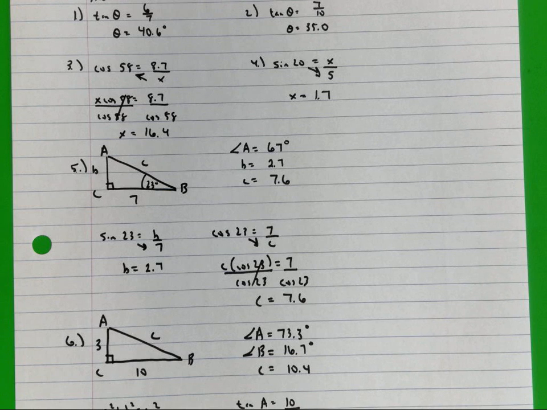Those are just finding angles. 5 and 6, you're solving right triangles. 5, angle A is 67 degrees. Side B is 2.7. C is 7.6. 6 is 73.3 degrees. B is 16.7 degrees. And C is 10.4. Are there any questions on 1 through 6? Take a moment and look at your work. If I need to explain any of those in detail, please let me know.